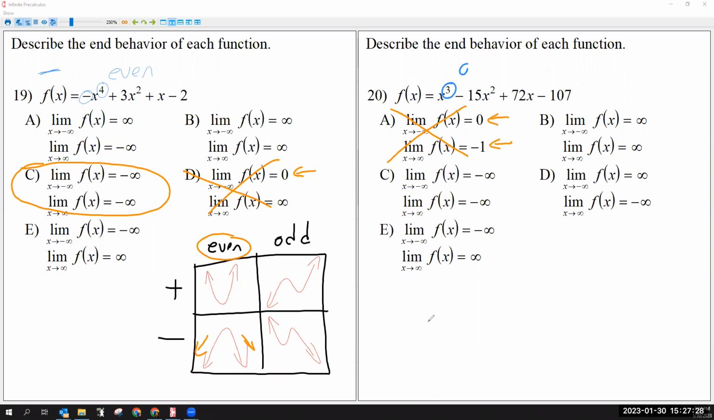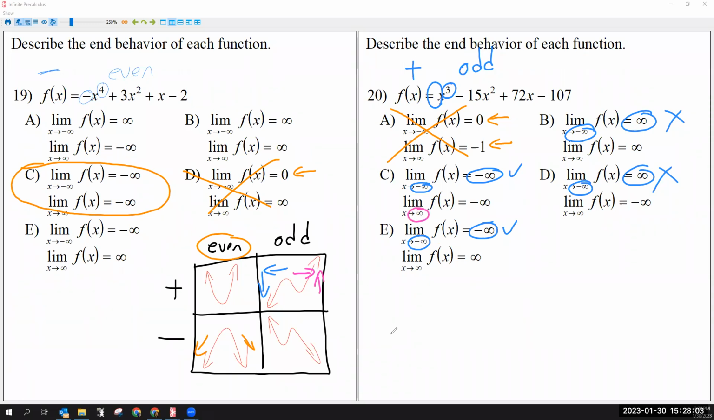All right, coming on to number 20. 20, odd. And if I look in front, positive. Well, that means I'm in this box right here. That means as I go to the left, it's going down. Well, left is negative and down is negative. So that means both my x and my y need to be negative. That's good. Both need to be negative. That's good. Nope. Nope. And then as I go to the right, which is the positive x, I should be going up, which is positive y. So positive x should have a positive y. Nope. Positive x should have a positive y. Yep, that one.